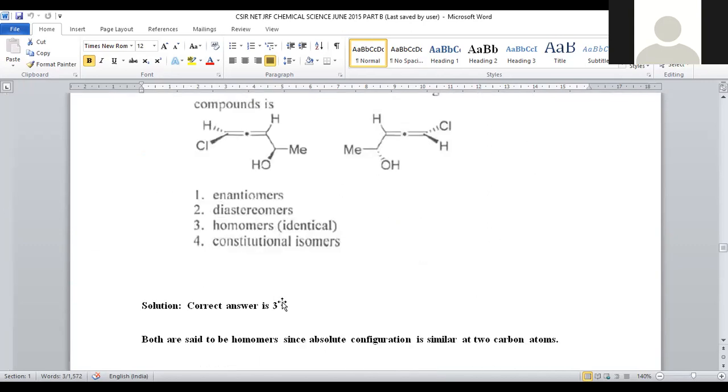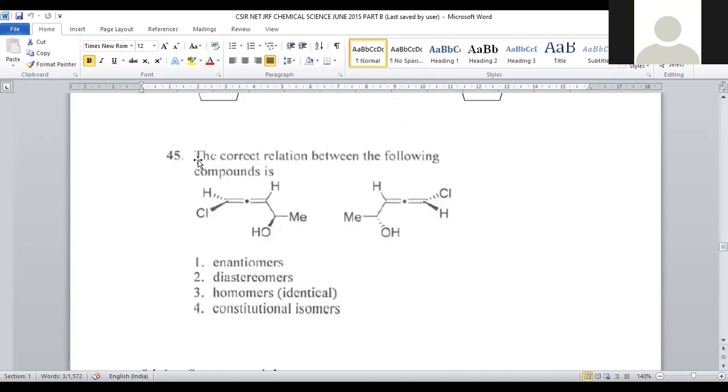Now let us move on to question number 45. Again, it is a part of stereochemistry. The correct relation between the following compounds, right? This is a kind of cumulated double bond system called an allene system. If you clearly observe, hydrogen, chlorine, H, C, OH, Me, and hydrogen, chlorine, H, C, OH, Me will be there. It means identical functional groups are present, but the orientation is different.